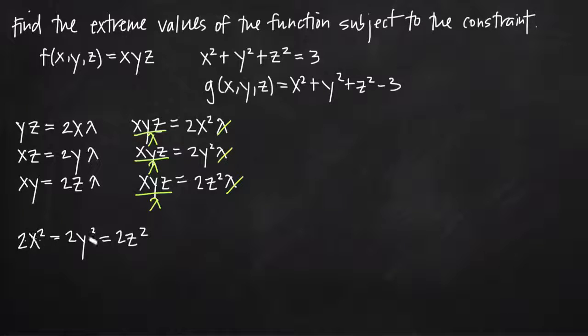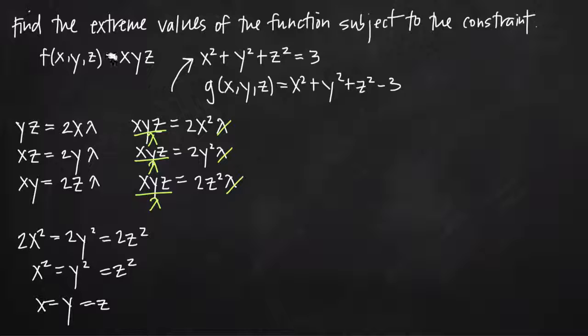So we can divide through this entire equation here by 2, and we can see that x squared is equal to y squared is equal to z squared. And now if we go through and we take the square root everywhere, we can see that x has to be equal to y, has to be equal to z. So now we have this relationship between x, y, and z. We've eliminated our lambda. And at this point, we want to take the relationship that we found between x, y, and z and plug it back into our original constraint equation.